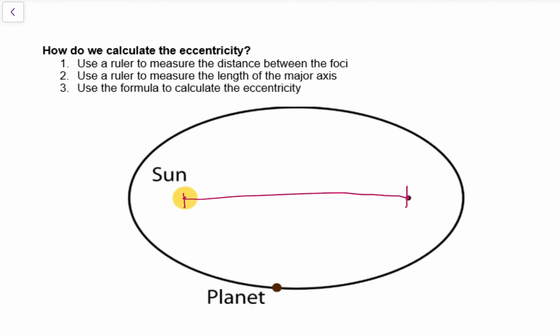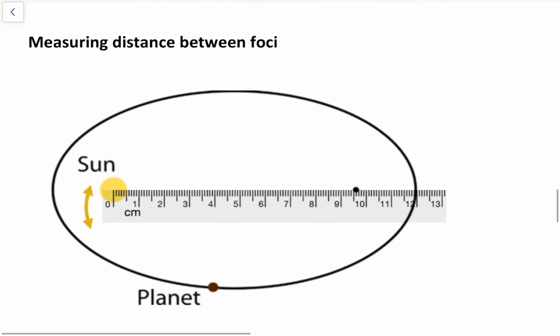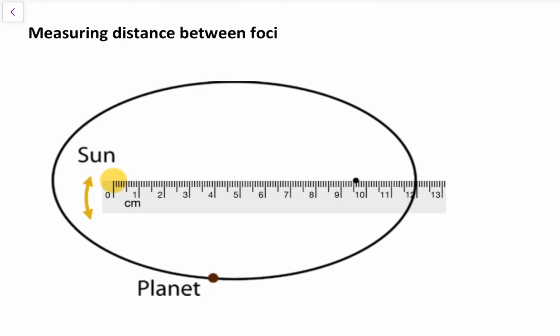Step 2, use a ruler to measure the length of the major axis. The major axis is going to be the line that goes from the edge of the ellipse straight through the foci across all the way through to the other edge of the ellipse. And then we would use the formula to calculate the eccentricity. Let's do this step by step.